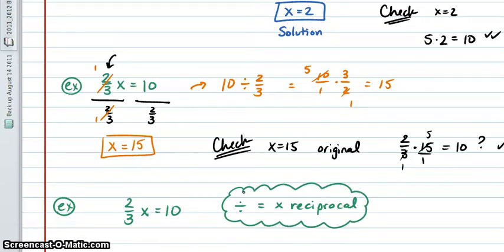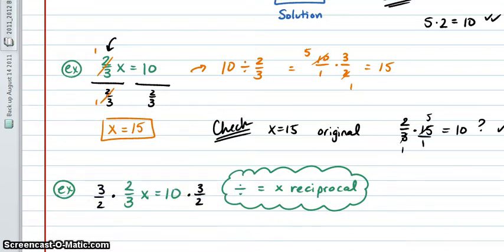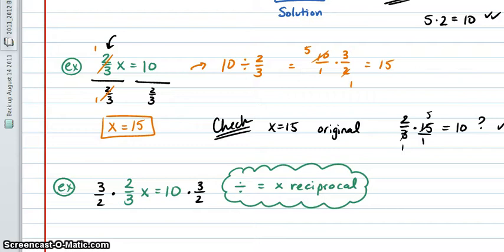Because some of you might have noticed this anyway. Basically, we want to get x alone. So we could divide each side by 2/3, but we could also multiply each side by 3/2. Why are we allowed to do that? Well, dividing by 2/3 is the same thing as multiplying by 3/2, the multiplicative inverse of 2/3.